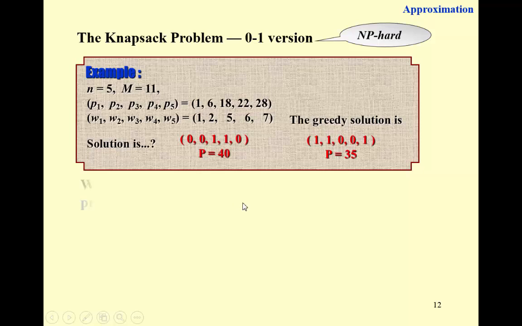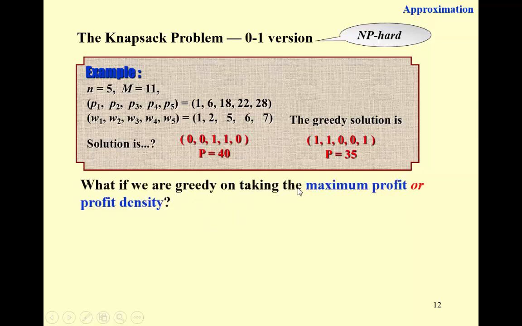And what if we are greedy on taking the maximum profit or profit density, whichever is larger? It means that we can first try to be greedy on the maximum profit and then try to be greedy on the profit density, and compare the two answers and take the larger one as our final result of this greedy method. And how about this? Well, the approximation ratio is 2. It means that we can only guarantee to pack 1/2 of the optimal solution. Now let's see why.